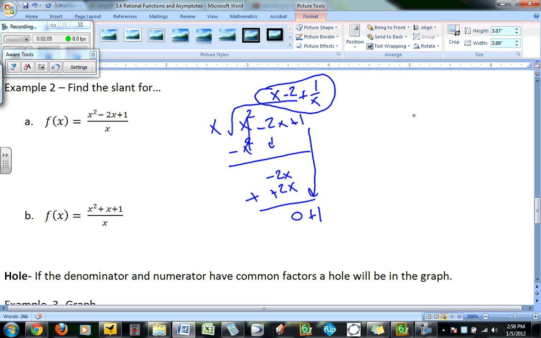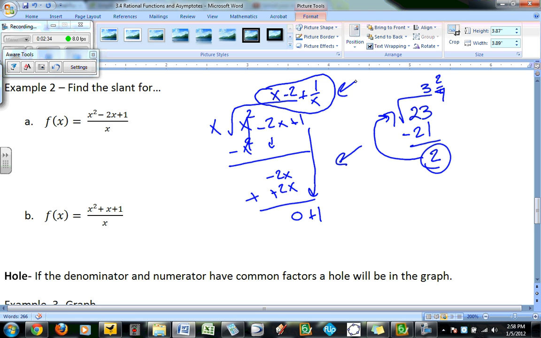It's the very same as if I were to divide 23 by 7. We know it goes in there 3 times, and that is 21. I subtract like I was doing over here, and I get 2. 2 is my remainder, so the answer to this is 3 and 2 divided by 7. You take your remainder and you write it as a numerator over what you're dividing by. So that's the very same thing. This is your slant asymptote.